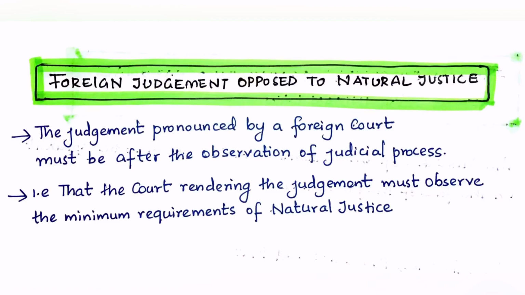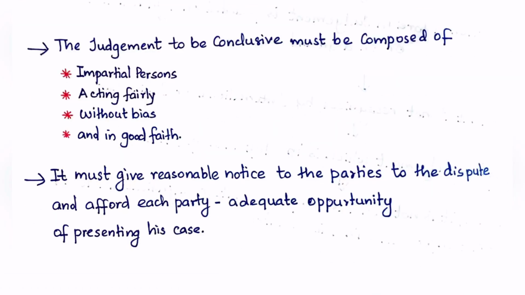And the next case was foreign judgment opposed to natural justice. The judgment pronounced by a foreign court must be after the observation of the judicial process. That is, the court rendering the judgment must observe the minimum requirements of natural justice. Which means that the judgment to be conclusive must be rendered by impartial persons acting fairly, without bias and in good faith. It must give reasonable notice to the parties to the dispute and afford each party adequate opportunity of presenting his case.